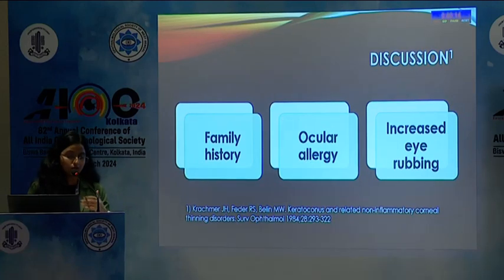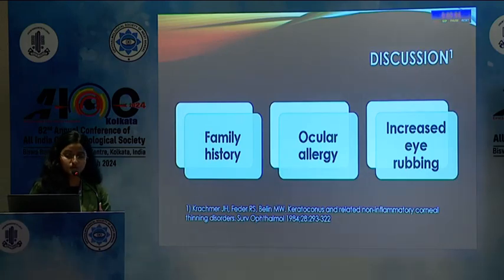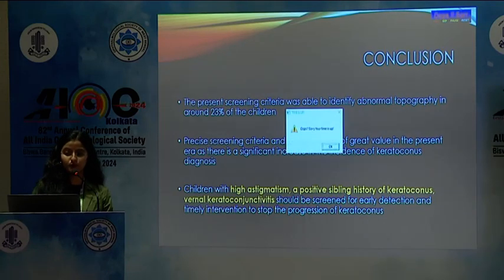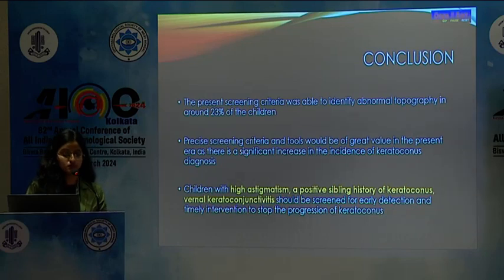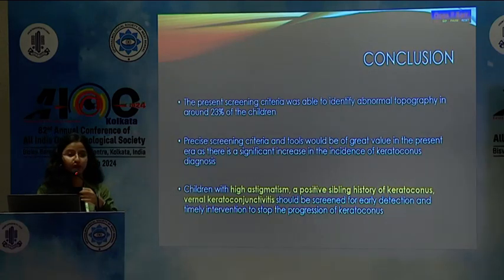And as we all know, and it is already established, that a positive family history of keratoconus, presence of ocular allergy, and increased eye rubbing are associated significant risk factors for the progression of keratoconus. So to conclude, the present screening criteria was able to identify abnormal topography in around 23% of the children. Precise screening criteria and tools would be of great value in the present era, as there is a significant increase in incidence of keratoconus diagnosis. So children with high astigmatism, positive sibling history of keratoconus and vernal keratoconjunctivitis should be screened for early detection and timely intervention to stop the progression of keratoconus. Thank you.